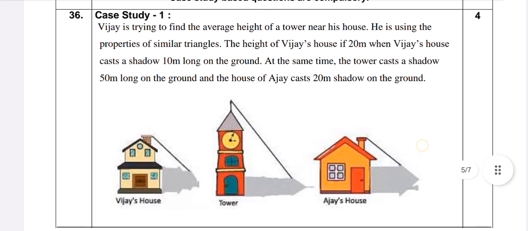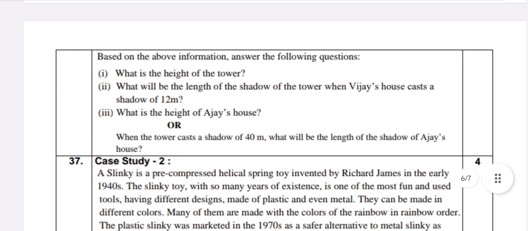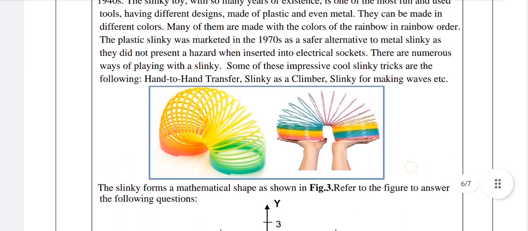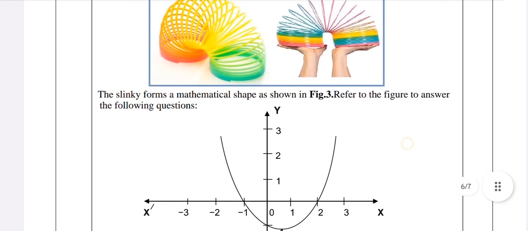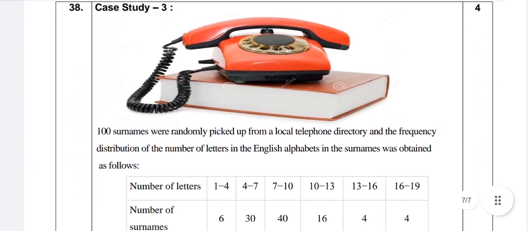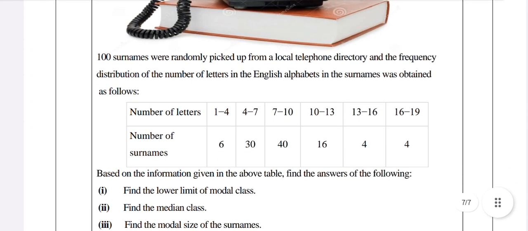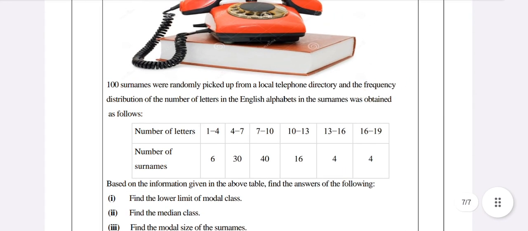Question number 36 is a case-based question based on the chapter triangles. Question 37 here once again is a case-based question. It is based on the chapter quadratic equations, right? And lastly, question number 38 is also a case-based question from the chapter statistics. So this is the last question. There will be 38 questions in the question paper.